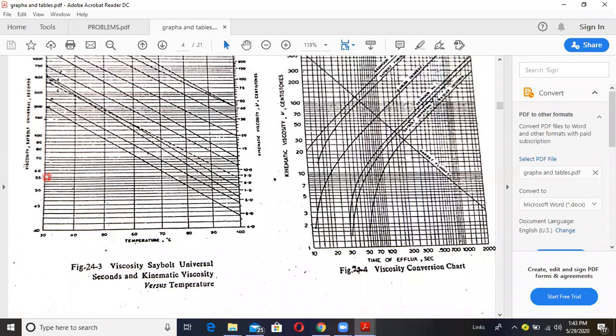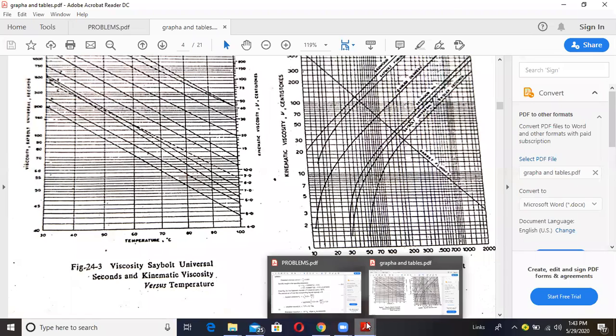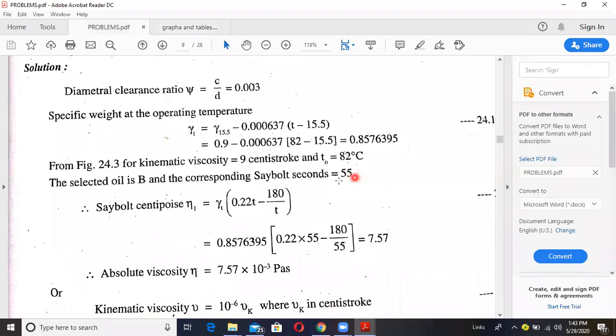So exactly we will get 55. And the viscosity in Saybolt seconds we will get as 55 seconds. Therefore, we will get T is equal to 55. Once you get T, substitute here. Now we are going to take this formula.